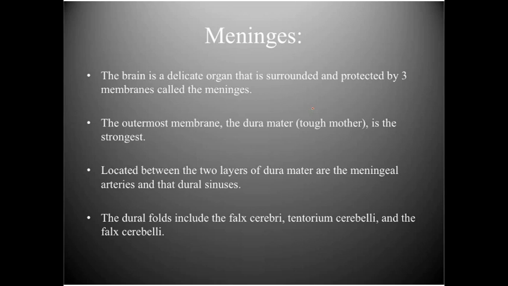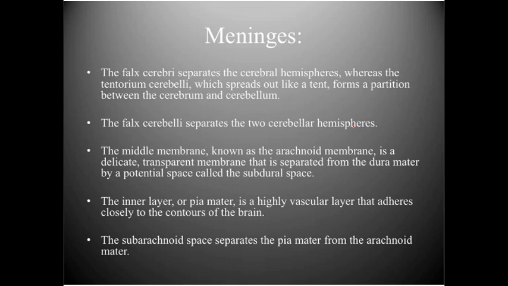The outermost membrane is the dura mater, which means tough mother. And it is the strongest layer. Located between the two layers of the dura mater are the meningeal arteries and the dural sinuses. The dural folds inside are the falx cerebri, tentorium cerebelli, and the falx cerebelli. The falx cerebri separates the cerebral hemispheres, whereas the tentorium cerebelli, which spreads out like a tent, forms a partition between the cerebrum and the cerebellum.